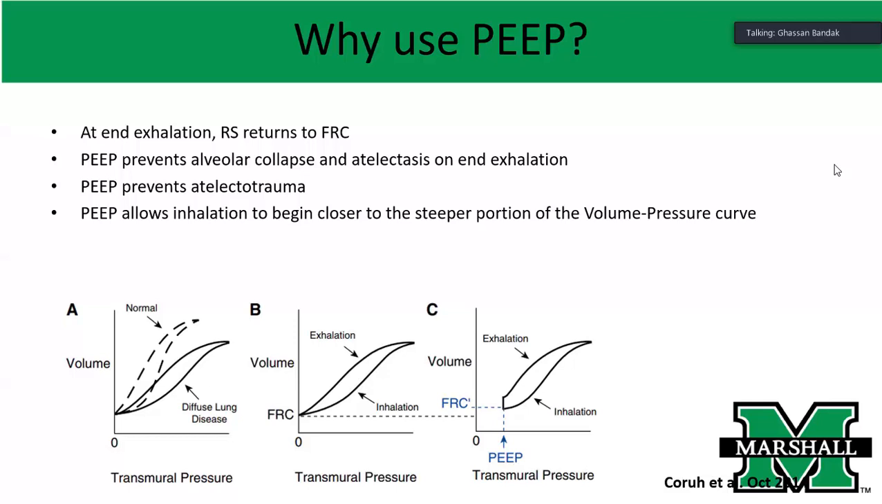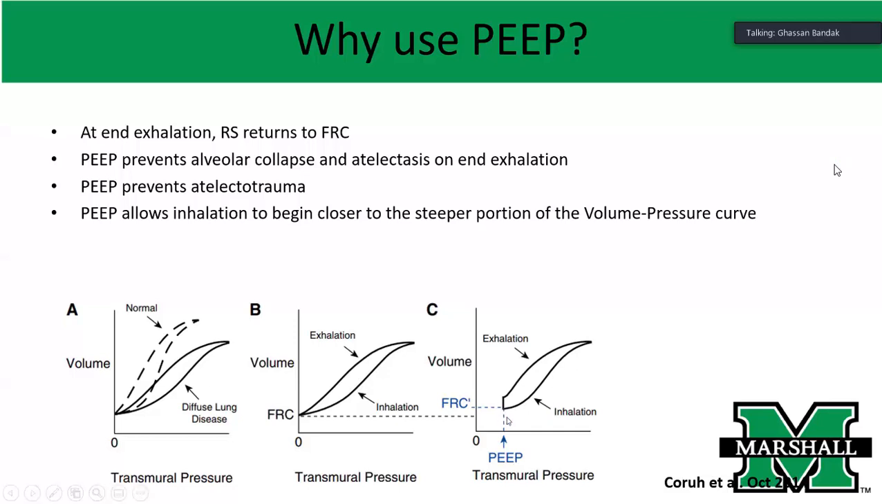And that prevents atelectotrauma. So there is trauma every time the lung closes and opens up, and closes and opens up. That causes trauma to the lung. So if you use PEEP, you prevent atelectotrauma. Another benefit of PEEP is the amount of energy needed to inflate the lung is less, because you are starting from a point that is partially open already. You're not going back to FRC. You're not collapsing all the units and needing to put a lot of energy to reopen these units, right?